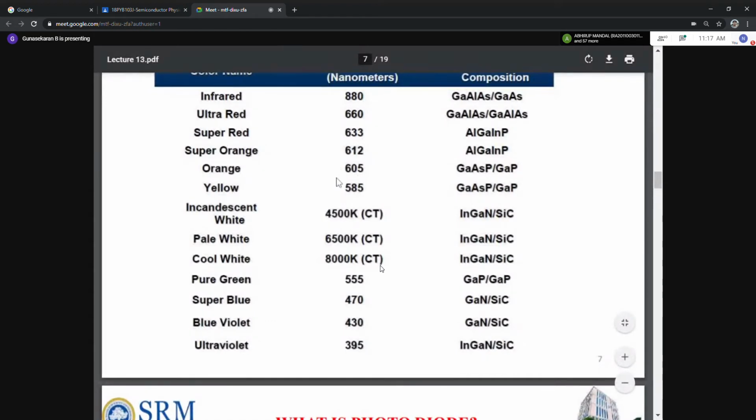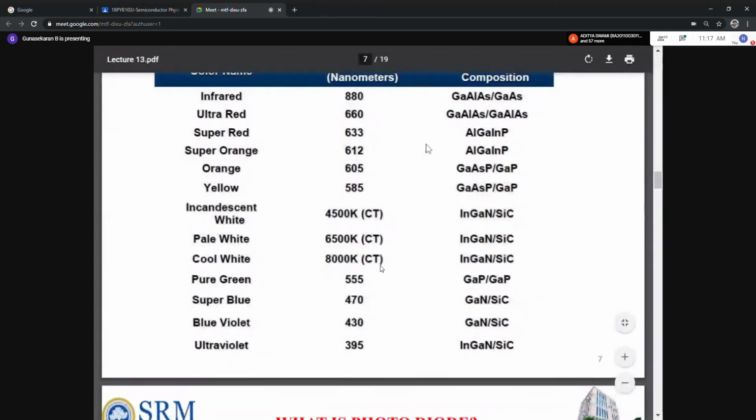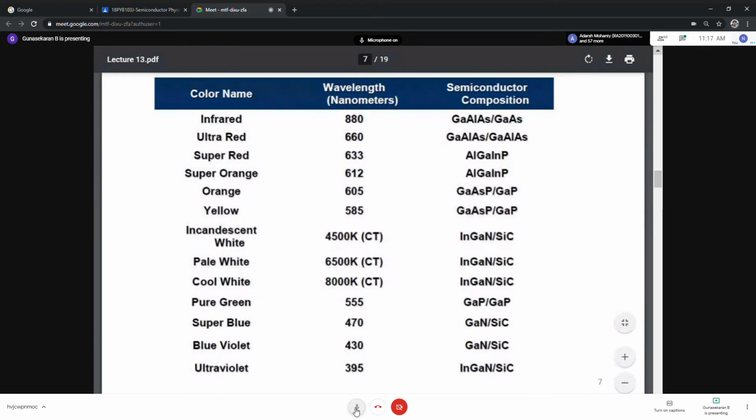And what type of color combinations are coming: infrared, ultraviolet region, ultra red, super orange, orange, yellow, blue. There are n number of combinations: silicon carbide, indium gallium nitride, like that. So these are the semiconductor composition materials. The corresponding wavelength is given and the color also given. Do you understand? Say yes or no.